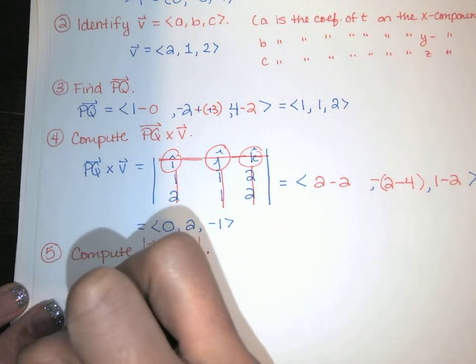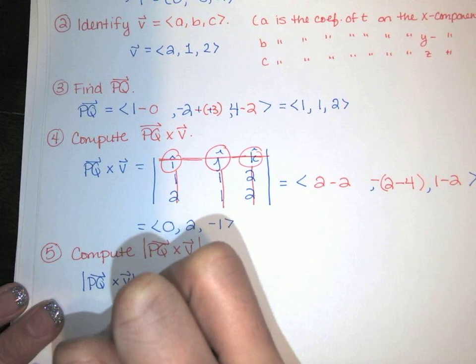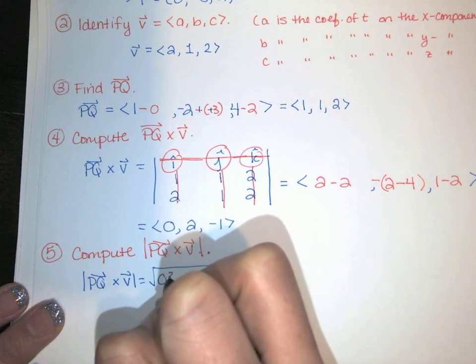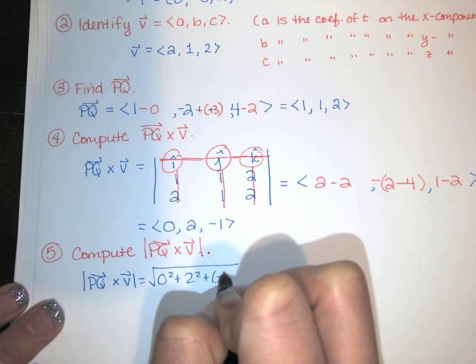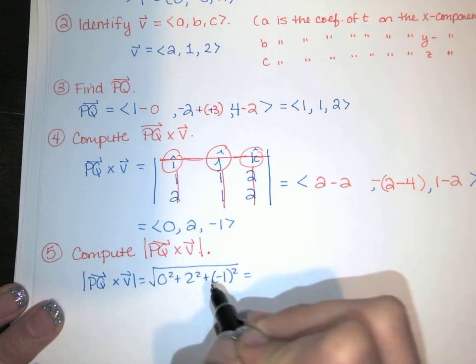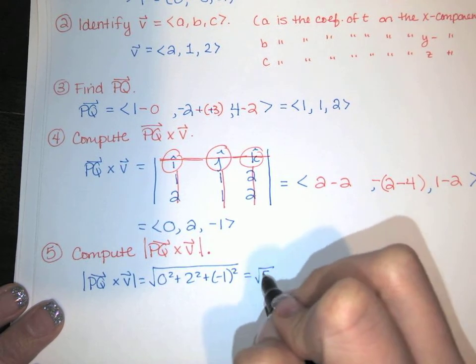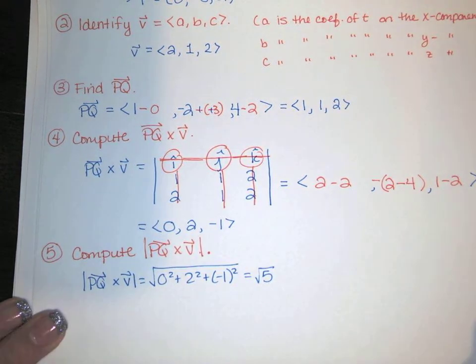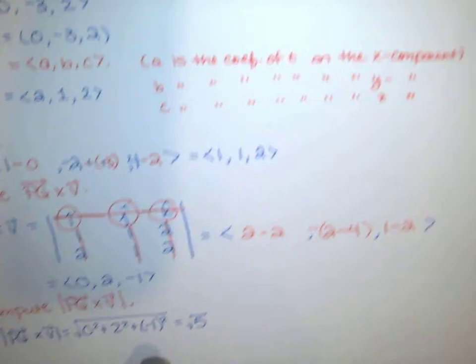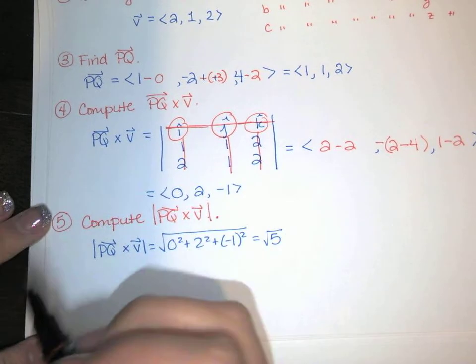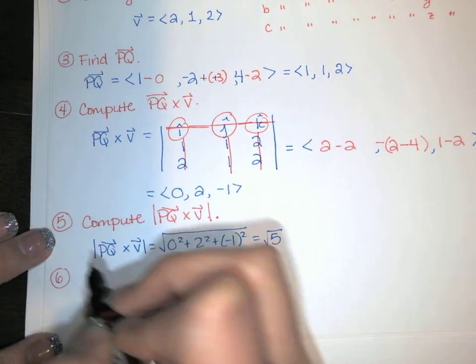So I've got PQ crossed with V. I want the length. Take the components, square them, add them, and take the square root. 4 plus 1 is 5, so we get square root of 5. Now the other thing I need for my formula is the length of V, the length of that direction vector, and then we're going to divide and we'll be done.